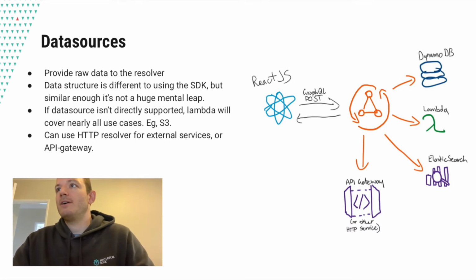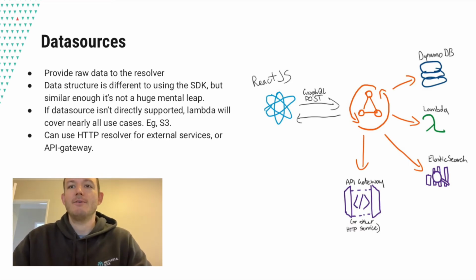Just a quick one as well. If the data source that you want to go to is not supported by AppSync, usually Lambda will cover that edge case. So for example, S3, you might want to retrieve a bunch of photos or pictures or something like that for the client, and Lambda can do that for you.